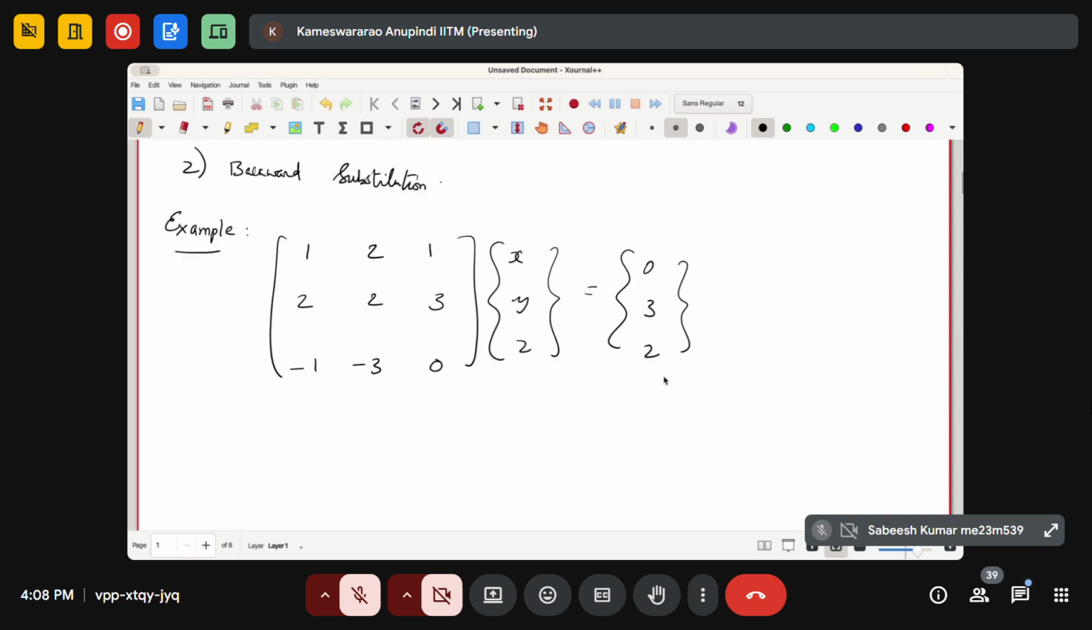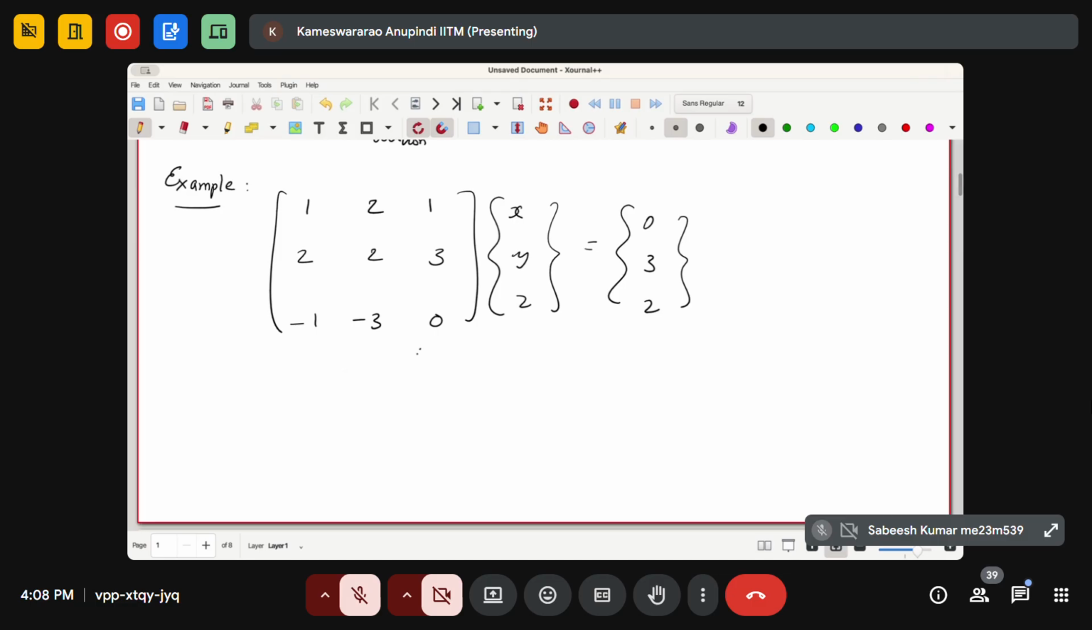Okay. So this is the system that is given to us. So we have, this is A, this is X, this is B. Now we want to apply Gaussian elimination and then solve for what are the values of X, Y, and Z. Okay, so how do we go about doing this?